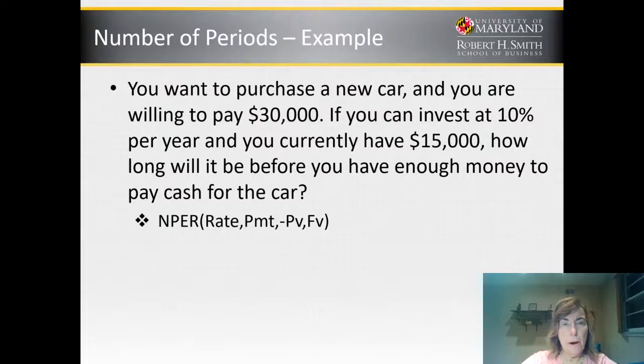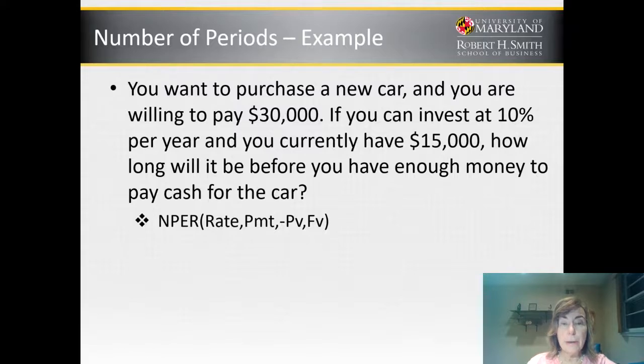Now, here is a problem with solving for the number of periods. You want to purchase a new car. You're willing to pay $30,000. If you can invest at 10% a year and you have $15,000, how long will it be until you have enough money to pay cash for the car? So now, as I said, I'm not going to try to do it without Excel.